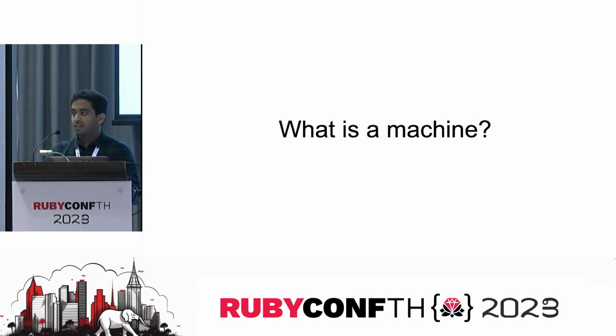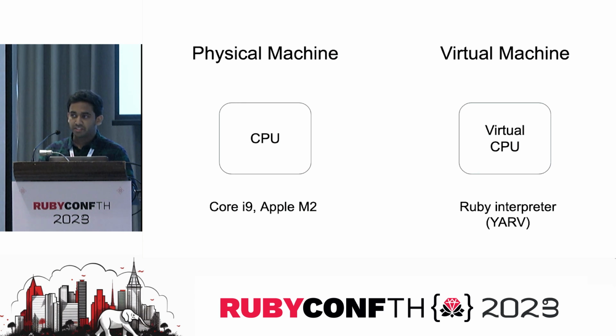When we say compile down to machine code, what is the machine? Which machine are we compiling to? Which machine are we compiling from? There are basically two kinds of machines. One is your physical machine, which is your CPU. That could be your Intel Core i9 or your Apple M2. The other one is a virtual machine that actually executes your code. In the context of Ruby, that could be your Ruby VM, also called YARV, for Yet Another Ruby VM.